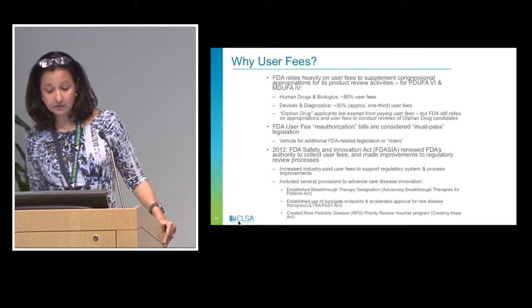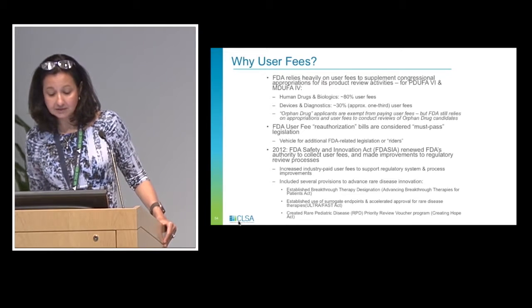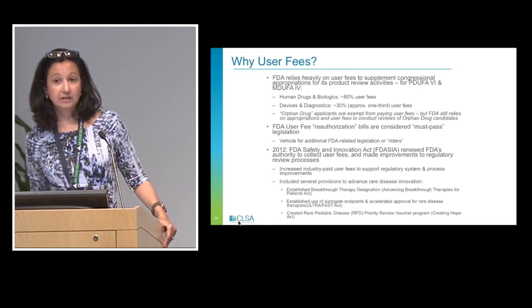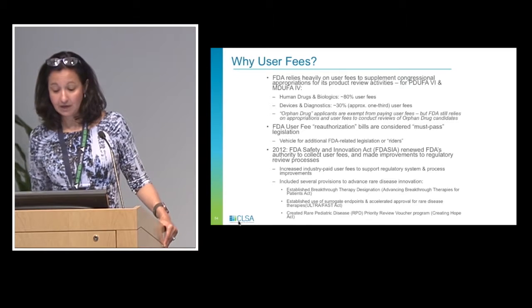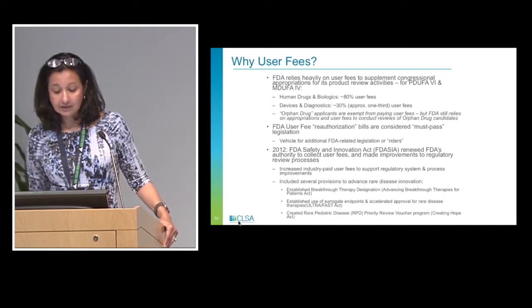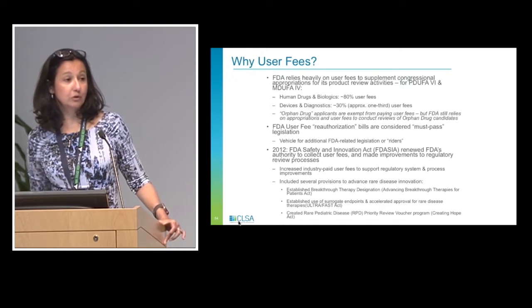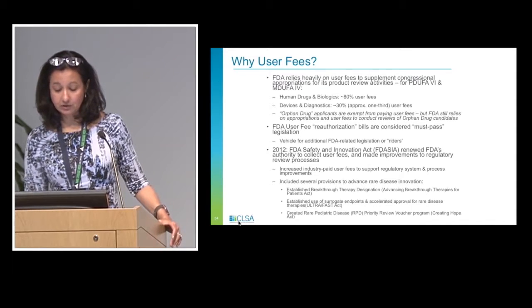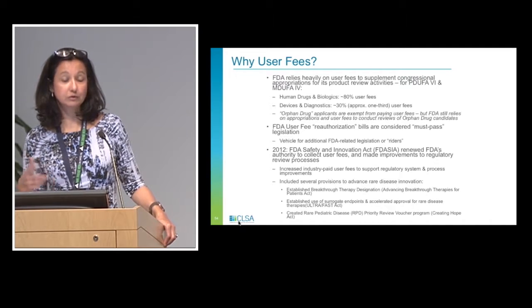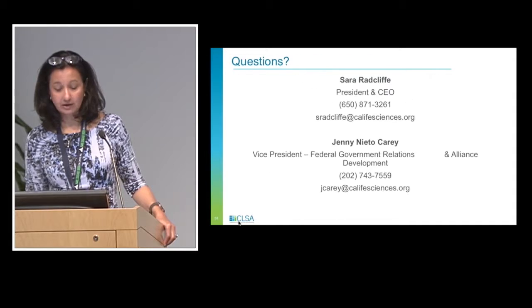established the breakthrough therapy designation, and that designation allows FDA to accelerate the review of products that have shown early clinical evidence of efficacy, and it has been applied to about 100 products so far. It established use of surrogate endpoints and accelerated approval for rare disease therapies, something that this organization was very, very involved with, and also created a rare pediatric disease priority review voucher program whereby a company that gets a product approved for a rare disease can then get a voucher for priority review and apply that to another product.